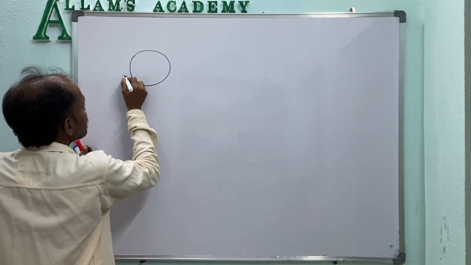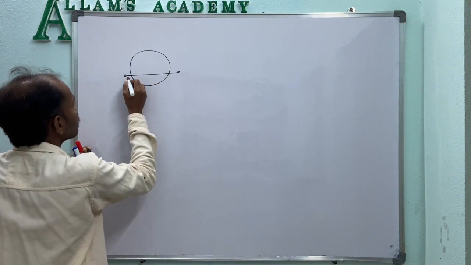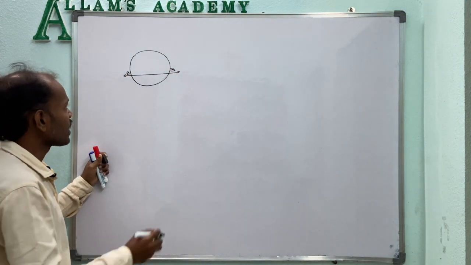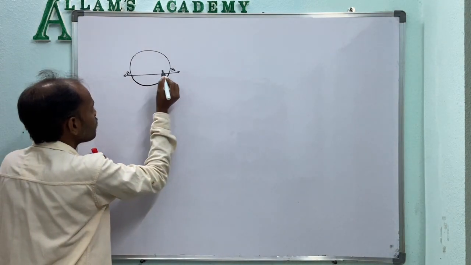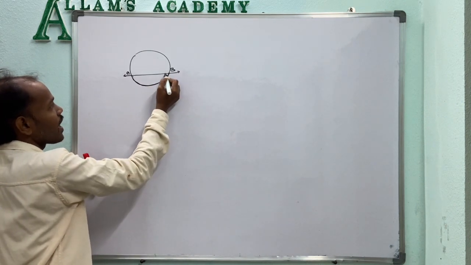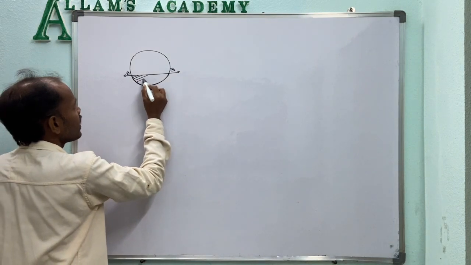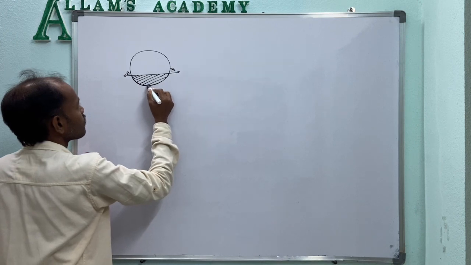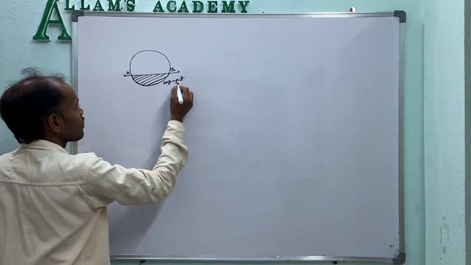if a secant, otherwise a chord, we take, and the arc, a secant or chord and an arc enclose an area. That means this area is called a segment.